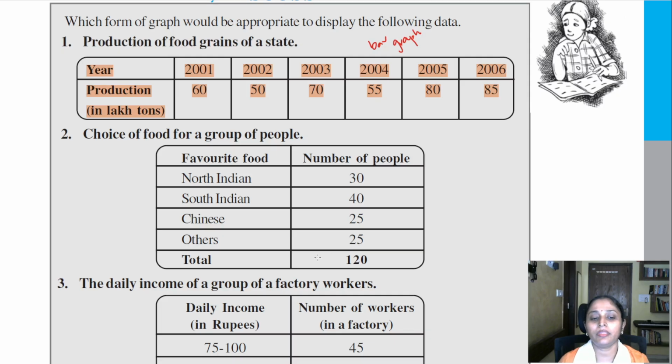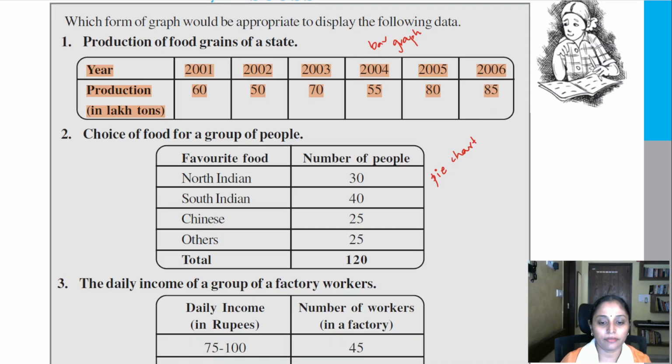Whenever they're mentioning a total, or whenever you have a total coming up to 24 hours in a day or something, usually you have to think about a pie chart. Here you have different categories: North Indian, South Indian, others, and also the total. So now we are going to say the answer here. What is your preference? We can say pie chart. Let us look at the pie chart quickly.